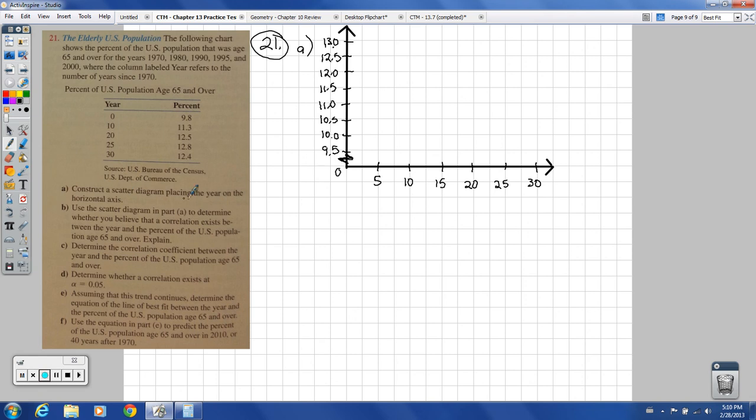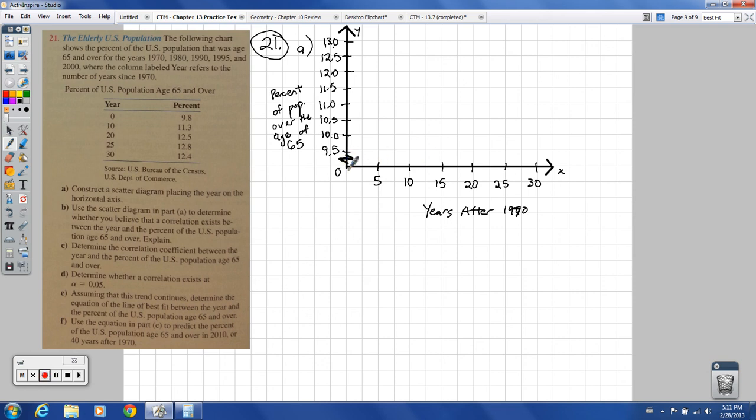So a scatter plot, scatter diagram, placing the year on the horizontal axis. This is my X, my horizontal, this is my Y, my vertical. This is the years after 1970. And this part up here, this is the percent of the population. I'm not going to try to write that vertically again. Percent of the population over the age of 65. So give your graph some good labels. Make sure you know what's what. Make sure the people that are looking at it know what's what.